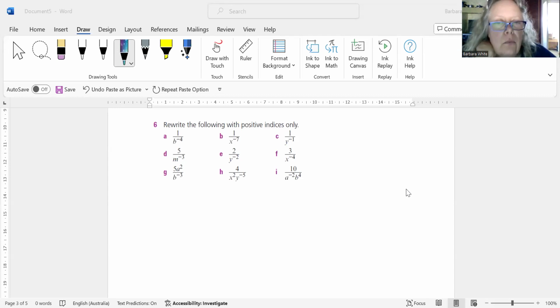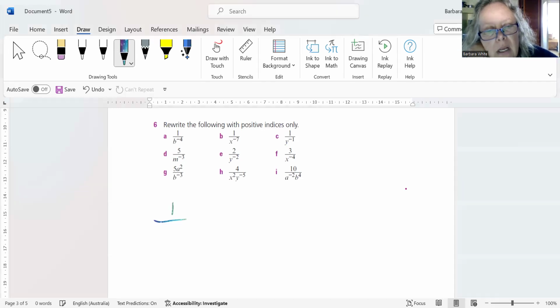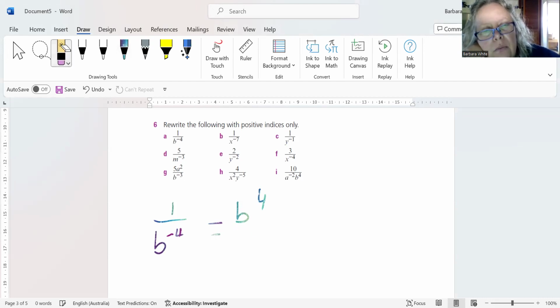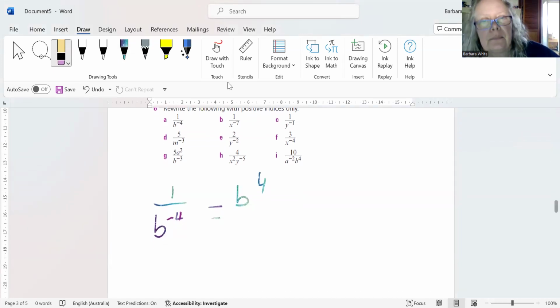Here's a couple more. Rewrite with positive indices only. So if it's negative, it needs to go to the other side of the fraction. So we've got 1 over b to the minus 4, that's part A, is the same as saying b to the power of positive 4 on top of a fraction, and we don't have to write divided by 1 because we don't do that. It's assumed. We already know that b to the power of 4 is the same as b to the power of 4 divided by 1. Okay, next.